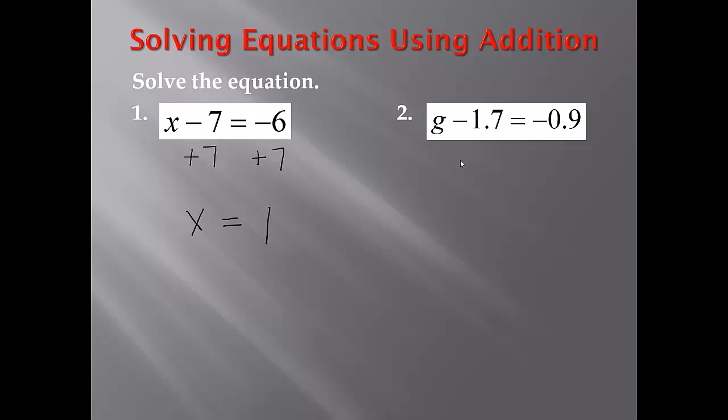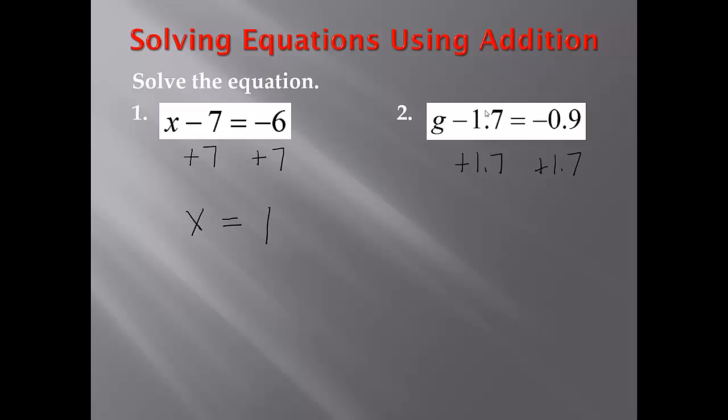Now for number 2, we have g minus 1 7/10 equals negative 9/10. We are subtracting 1 7/10 from g, so we're going to do the opposite, or the inverse operation, which would be to add 1 7/10. We'll do that on both sides. That way our equation remains balanced.